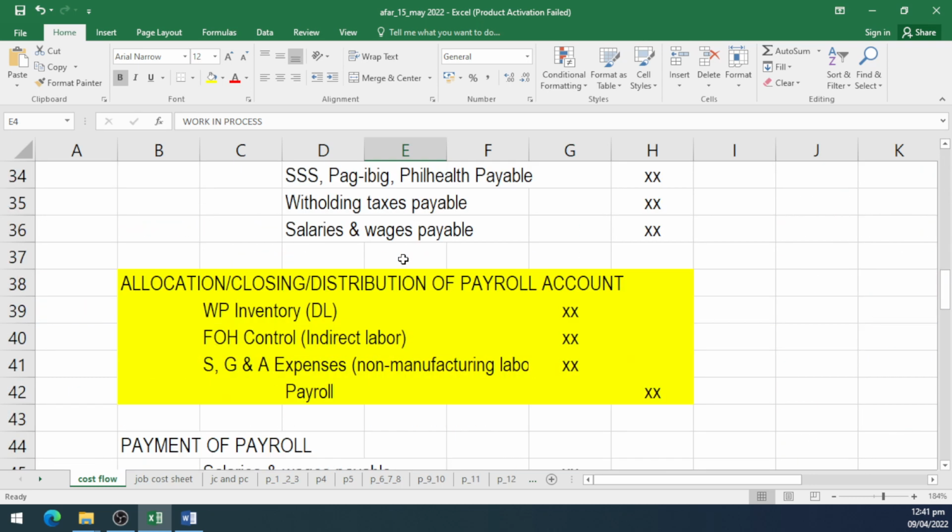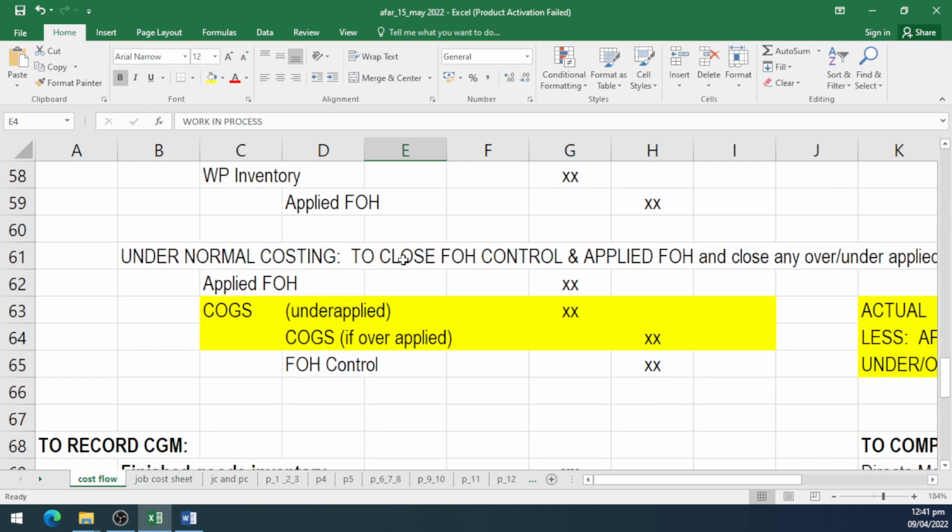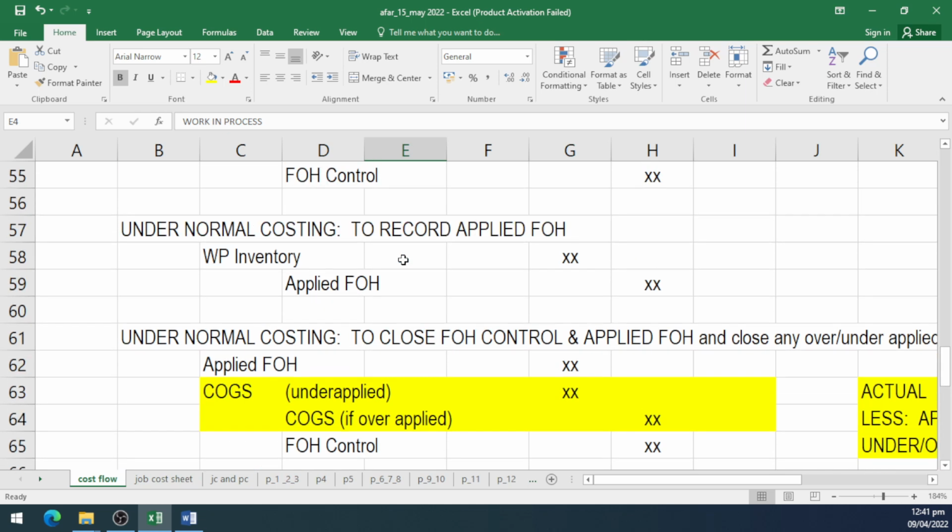Okay? Ngayon, under the normal costing, kung saan mayroon tayong predetermined factory overhead rate, ang ating charge sa work in process inventory is based on that predetermined rate. And we call that applied factory overhead. Debit to work in process inventory and credit to applied factory overhead. Na yung applied factory overhead, kino-compute po yan, imo-multiply lang po yung predetermined rate doon sa actual capacity attained.